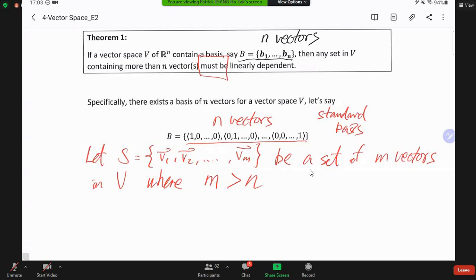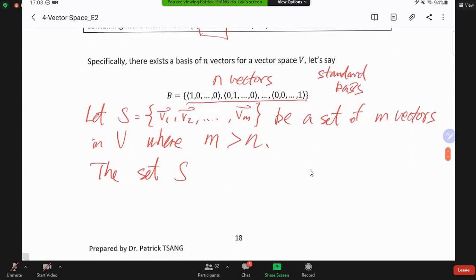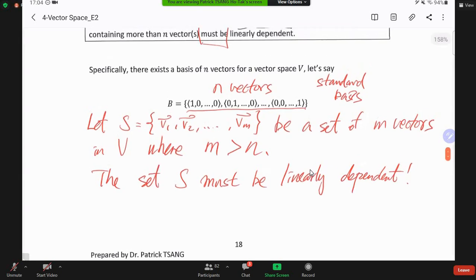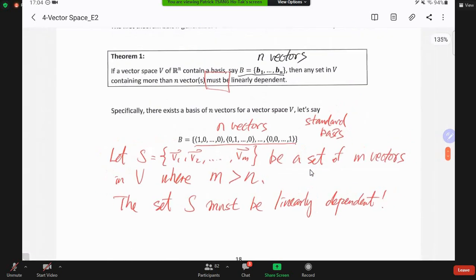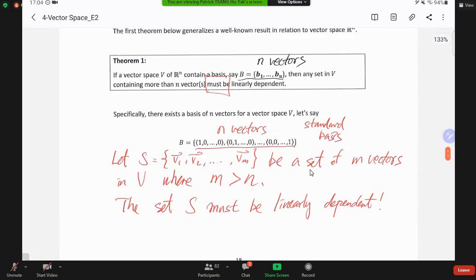By using theorem 1, we can conclude that the set capital S must be linearly dependent. So this is the essential, underlying meaning of theorem 1.